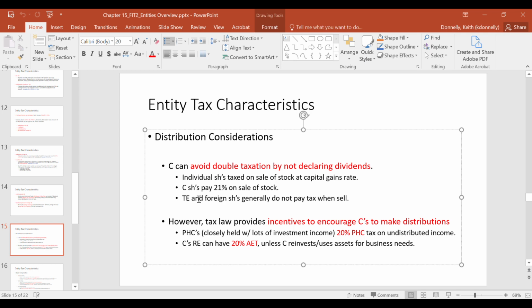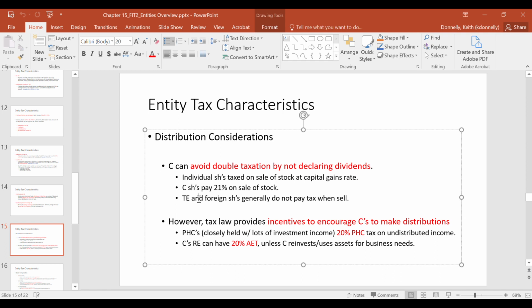But here's the deal though, right? That's maybe one strategy, just keep it in the business. The IRS doesn't like that, right? They want to encourage distributions for corporations. And really what they have here are two separate taxes to encourage this. So a separate penalty or tax that they'll apply to corporations.